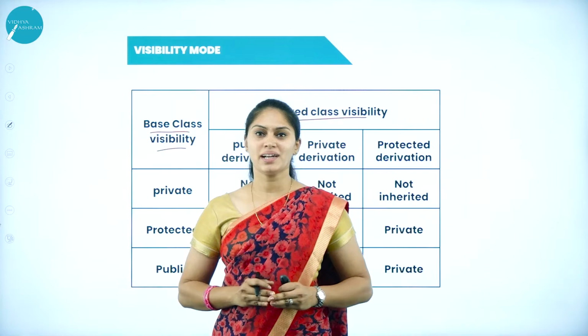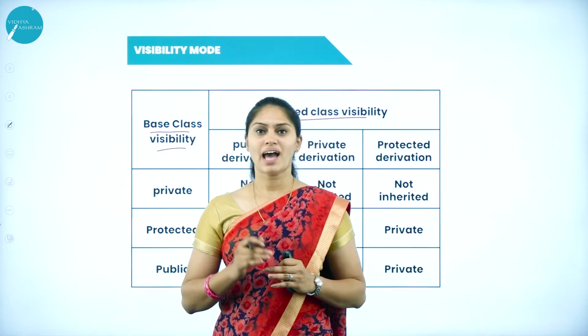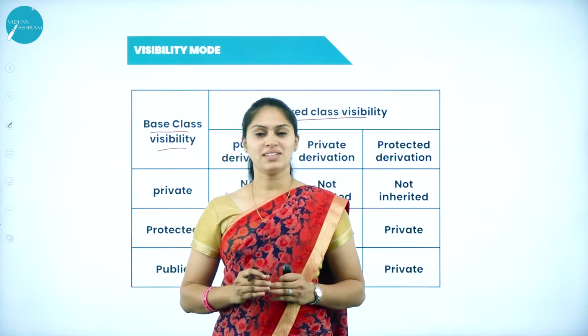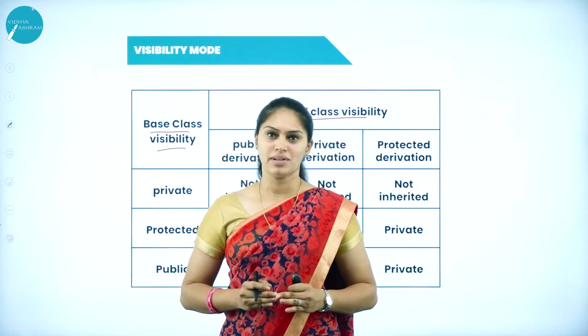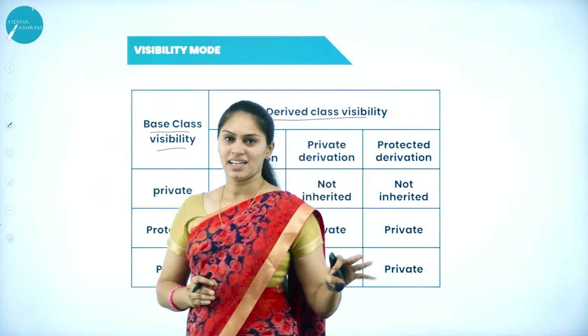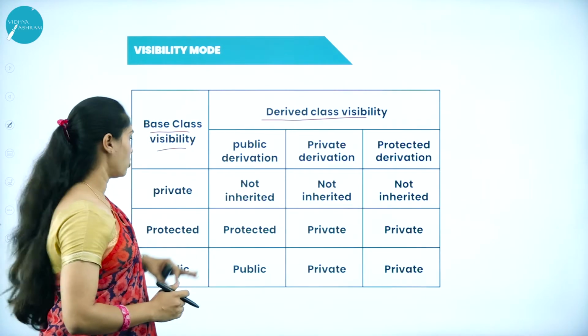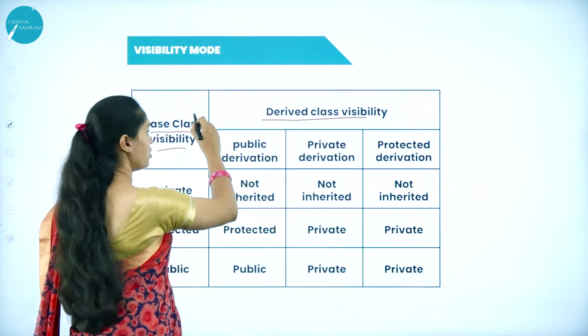If it is protected by nature, then it can be inherited, or it can be accessed only by the member functions of that class, or with the help of friend functions, or with the help of derived class members. So you can see the table of contents. Here it will let us know how I can derive the content of the base class to the derived class.